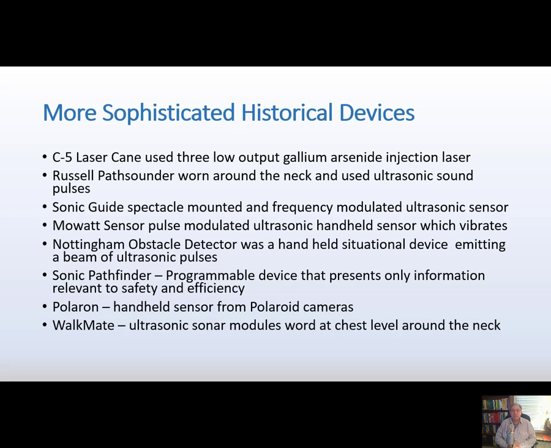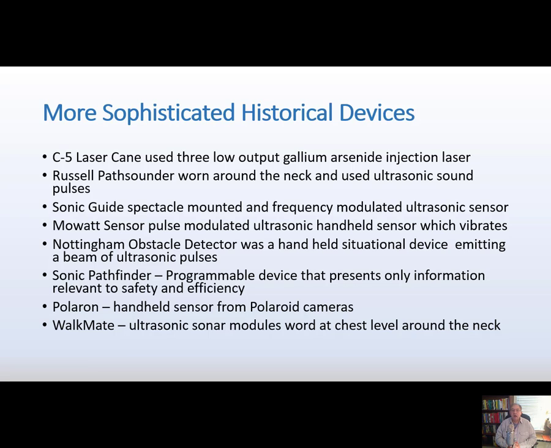Another device was the Russell Path Sounder, and it was a fairly big box. It was worn around the neck. It had a vibrator at the back of the neck, and it used ultrasonic sound pulses that were transduced into sounds or vibrations to the back of the neck, and it was designed to protect the chest from the waist on up and the head from obstacles.